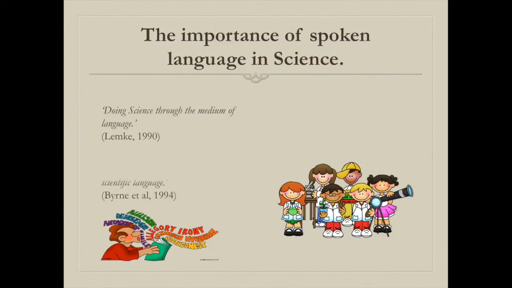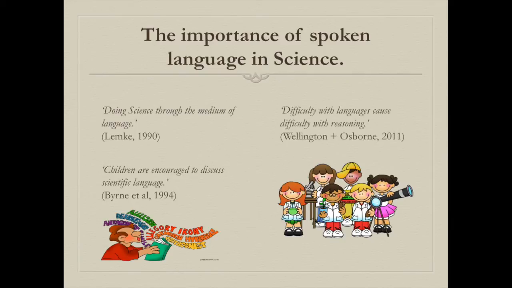Byrne et al. 1994 said difficulty with languages causes difficulty with reasoning, meaning if children are not able to use the scientific language and actually understand the meaning, then it will prove further complications and errors in that child's learning in the future. It all comes down to how Wellington and Osborne 2011 believe learning the language of science is the most important part of science education.